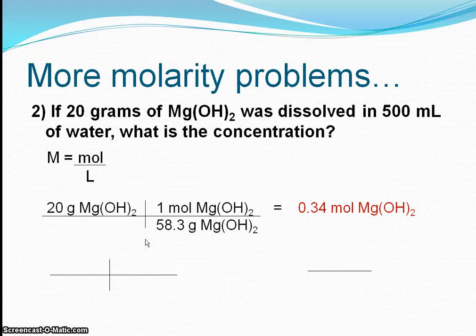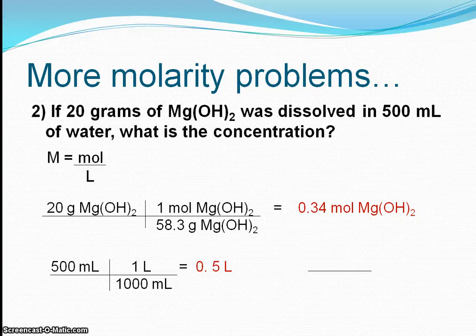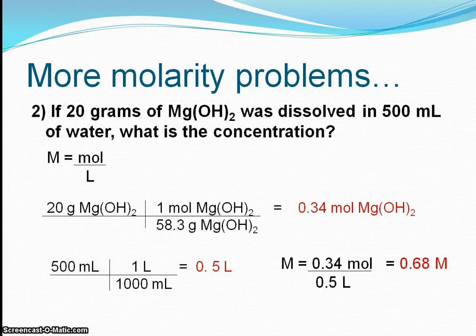We need liters on the bottom, and they didn't give us liters, but they did give us milliliters. So again, set up a little fence post so you can decide if you need to divide or multiply, and calculate it. So now we've got moles, and we have liters. So all you have to do is plug it in and calculate the molarity. Moles goes on top, and liters goes on the bottom.